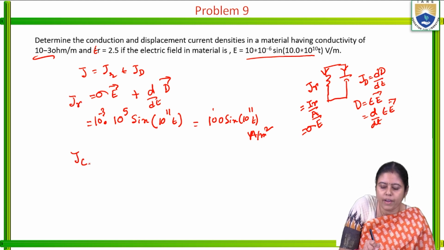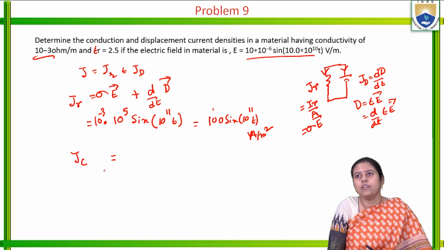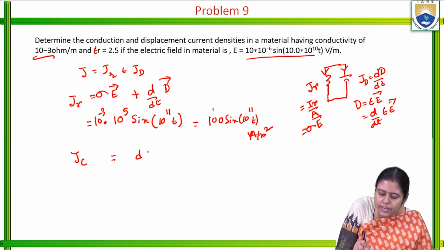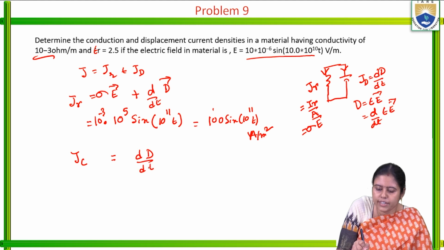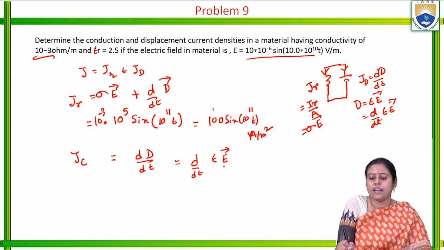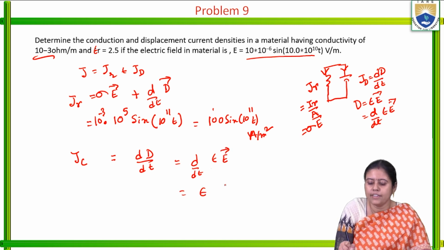How to calculate the value of JD? JD value we can get from dD by dt. What is D? dD by dt is epsilon into dE by dt. We can also write epsilon d by dt into E.